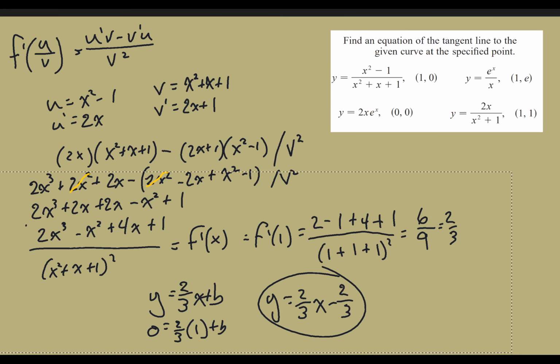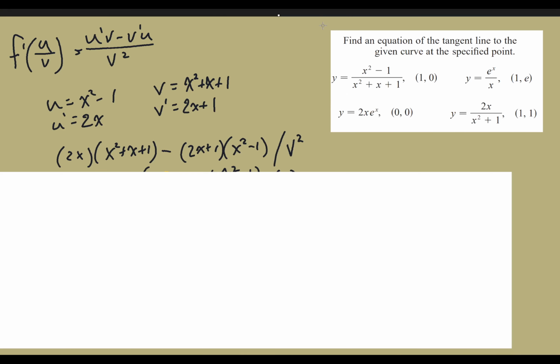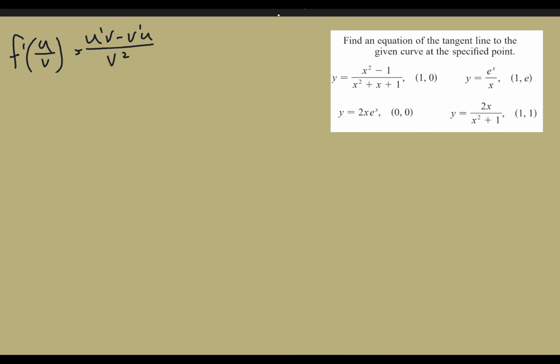Let's try the next one. Should we leave the quotient rule up just in case we need it? Might be a good idea. Who should we do next? This guy, since we're quotienting things?